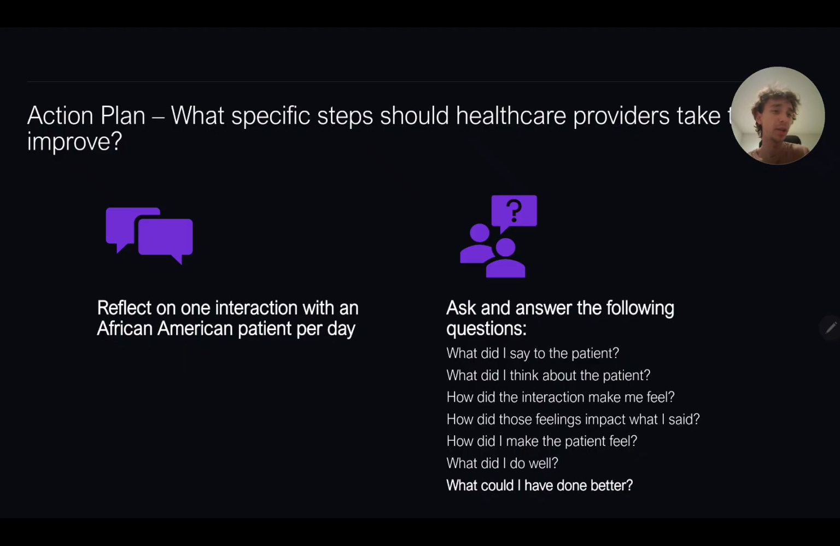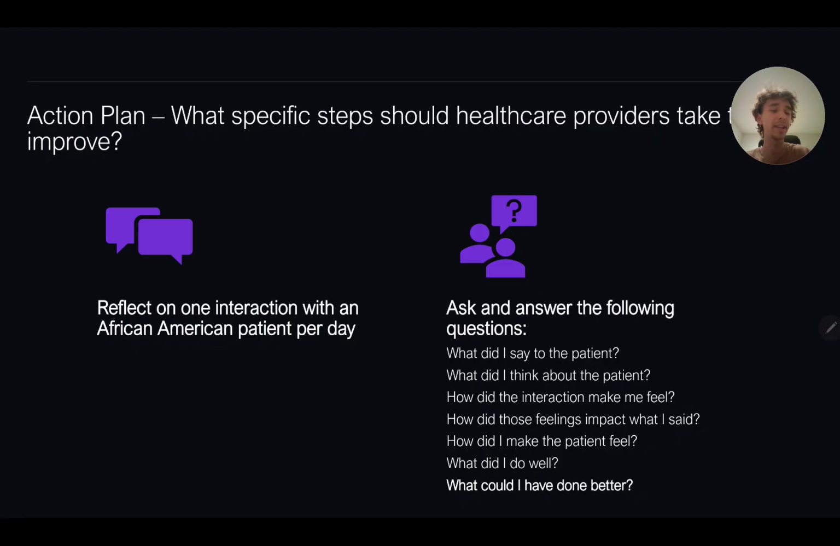So for example, the first one being, what did I say to the patient? So certain explicit and implicit messaging that was shared. What kind of meaning did we want to convey to the patient? And then the next very important part of reflection is thinking about, what did I think about the patient? So before the patient even said anything to us, before they communicated with us, what beliefs did we bring into the room when interacting with the patient? What did we think of them, just simply based on their race?